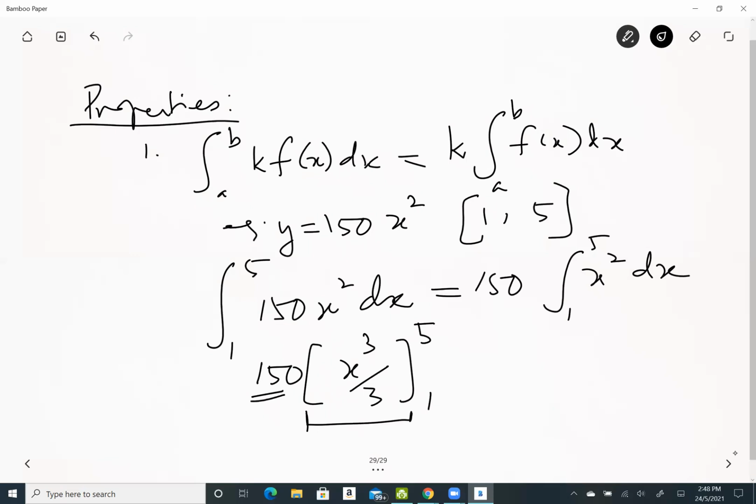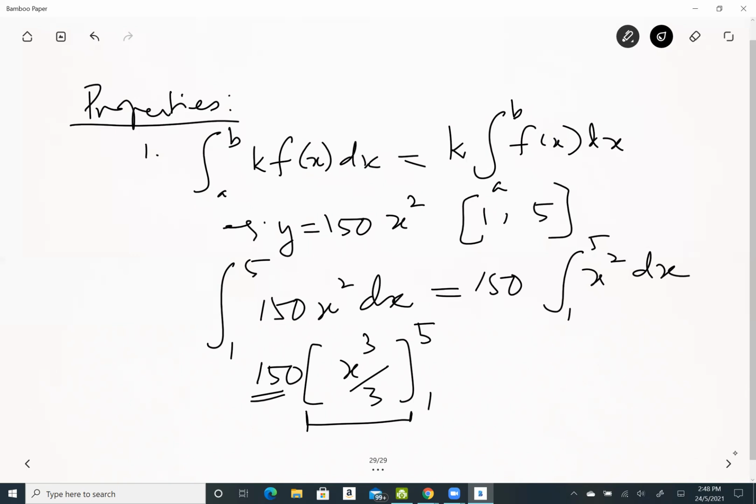The constant you put aside first, so that you will have a smaller number to deal with. If you have the constant, then you have to multiply the constant everywhere, so sometimes it may be tedious. So that is property number one.